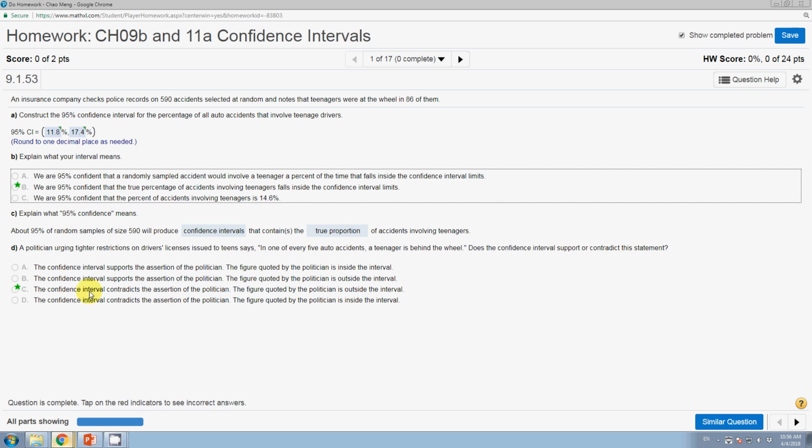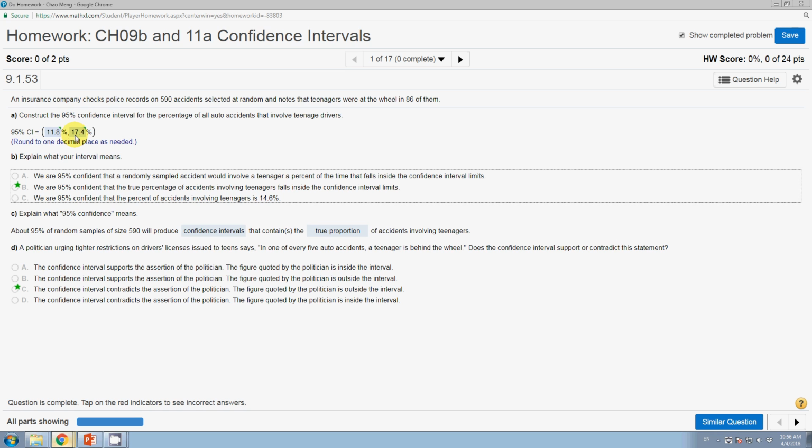Okay, and then part D. The statement is, in one of every 5 auto accidents, a teenager is behind the wheel. So that means 1 out of 5, that's 1 over 5, 20%. So they said 20% of the accidents involve teenagers. Let's compare this 20% with the confidence interval.